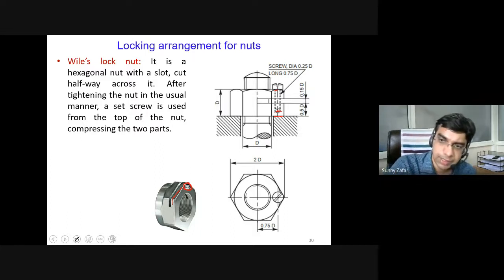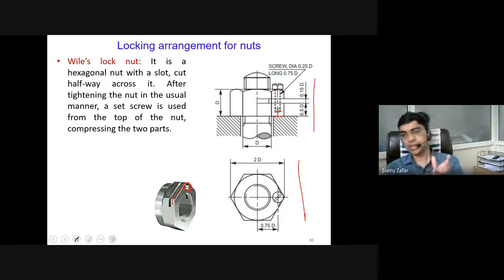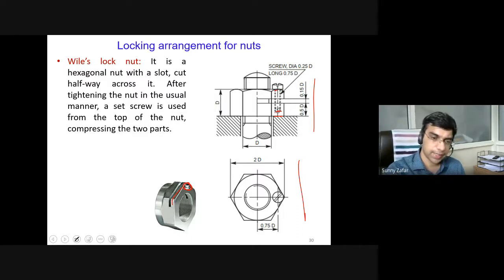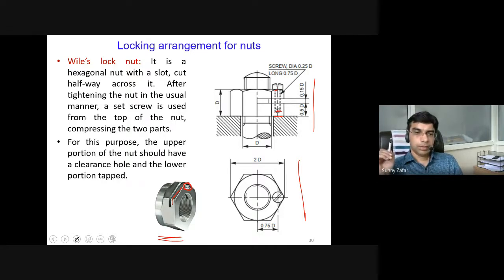Then you can see the various dimensions of this Willys lock nut provided here. A question is generally framed to draw both views of the Willys lock nut to accommodate a bolt of diameter, say, 10 millimeters. Based on that, you will calculate all other dimensions and draw it up. This is the actual photograph of the Willys lock nut. In order to accommodate this secondary bolt, this surface has to be shown as the threaded portion. That is why these parallel dotted dashed lines are present.